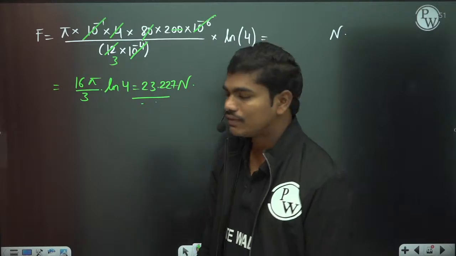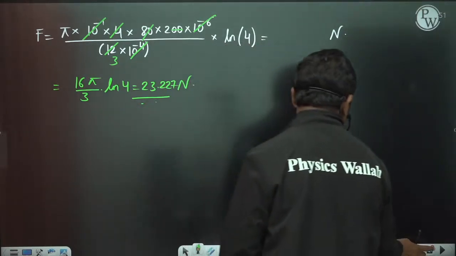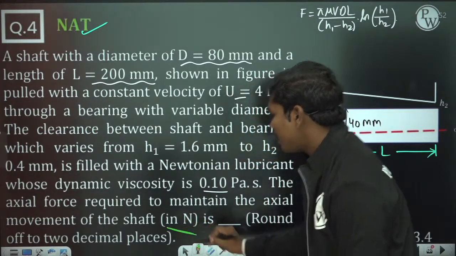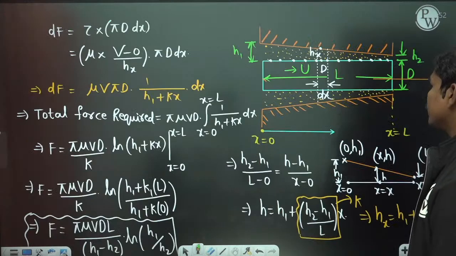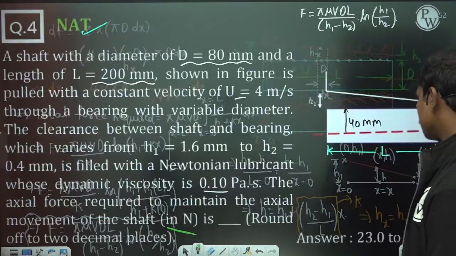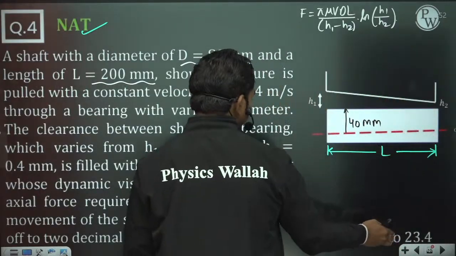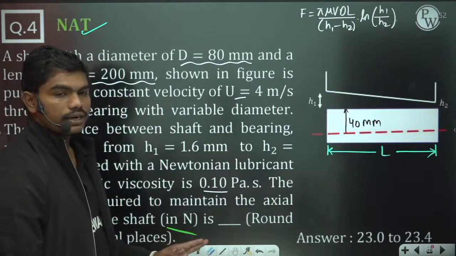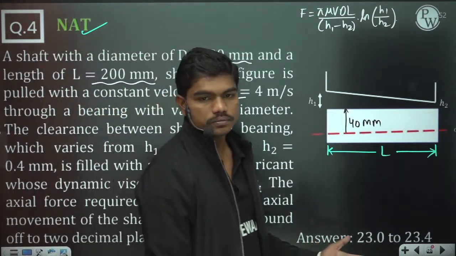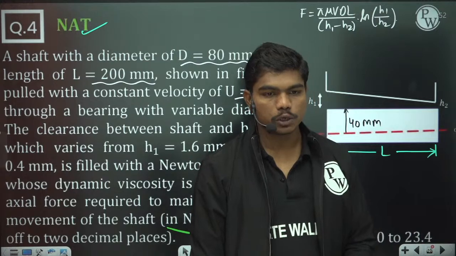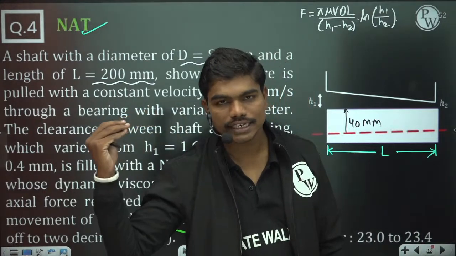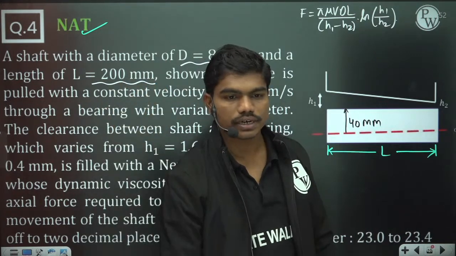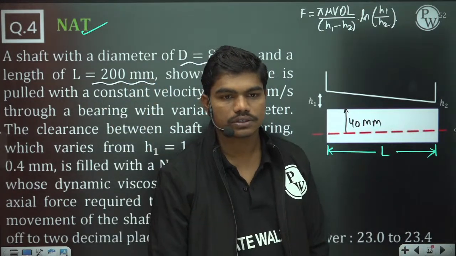Let us check for the units. Are they asking the value in newtons? Yes, they are asking the value in newtons for the movement of the shaft. So 23.22 is within this range. Round off to two decimal places, so 23.23 you can write. Maybe I have considered till the last decimal values, so there is some change in the second or third decimals, but this is how we can get the values.